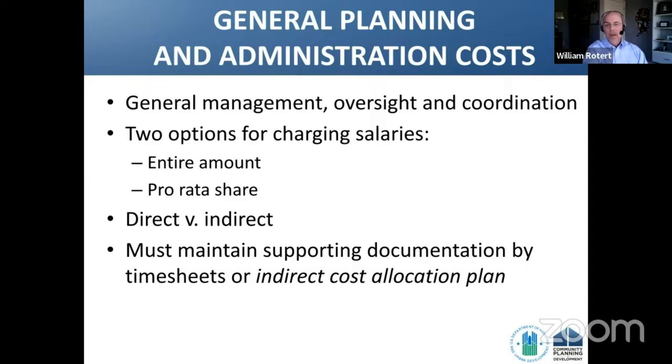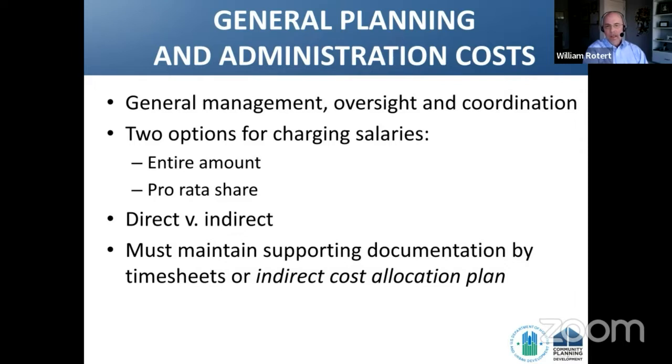You can charge the entire amount of your salaries toward this cap if you choose, or you can count a prorated share. And I think most of the grantees I worked with chose a prorated share approach. We'll talk about that more later on. You've also probably heard about the issue of direct versus indirect costs, which is something you need to think about anytime you're dealing with a federal program.